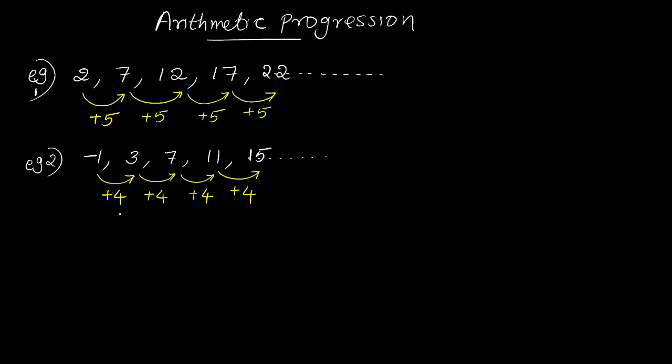Okay. So let me generalize the arithmetic progression. In general, the general form of arithmetic progression is this. For the first example, 2 is said to be the first term, right? For the second example, -1 is said to be the first term. So what we do is, the first term is normally denoted by the letter A.